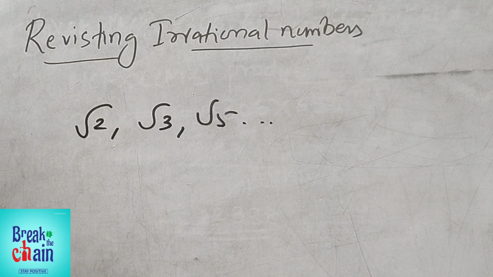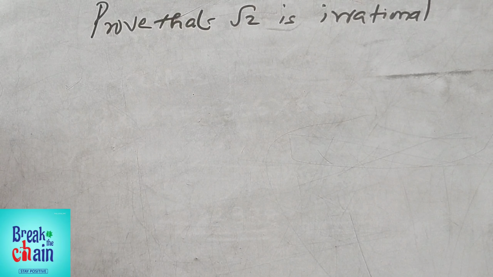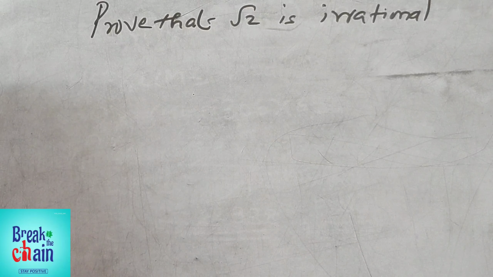Now in this module, we are going to prove that root 2, root 3, etc. are irrationals. Here we are going to prove that root 2 is irrational. In order to prove that, we are going to use a method known as method of contradiction. That means we are assuming that root 2 is not irrational. That means we assume that root 2 is rational.